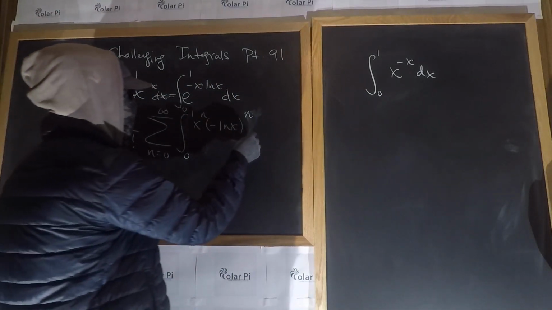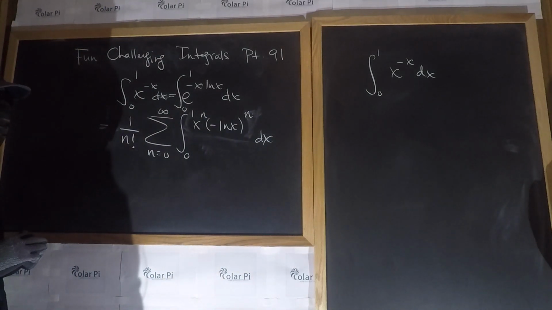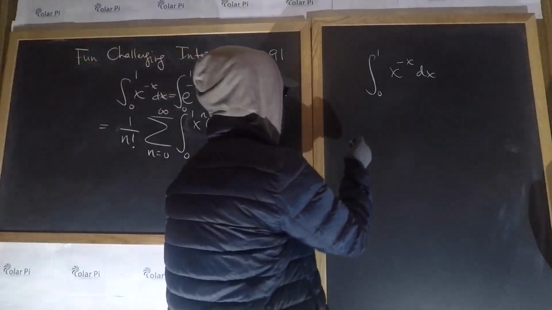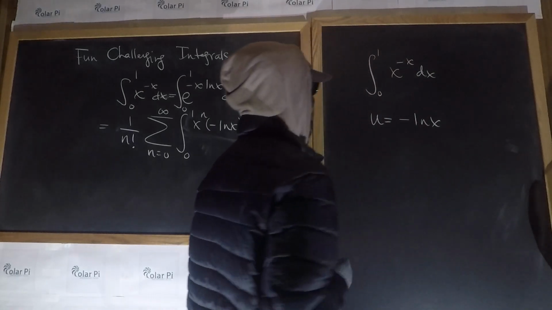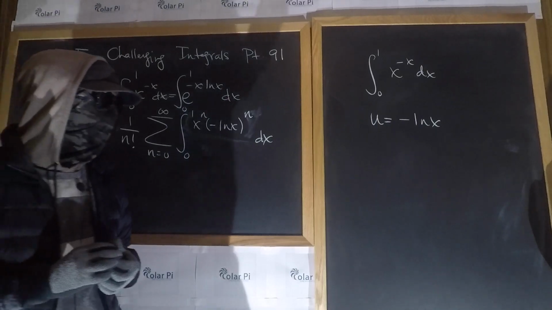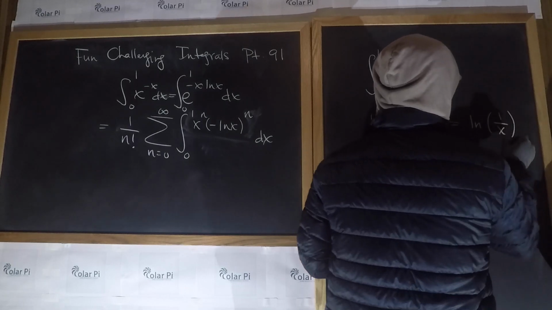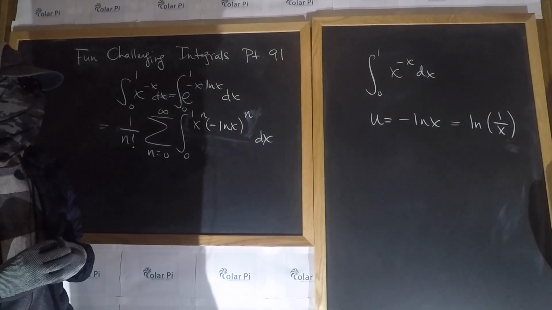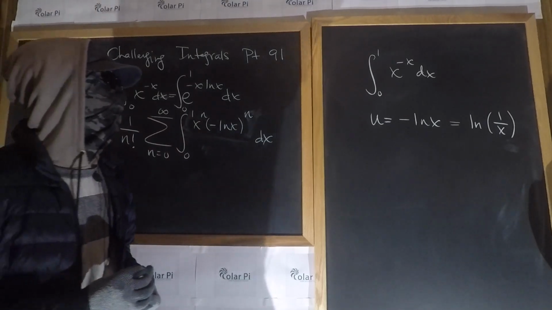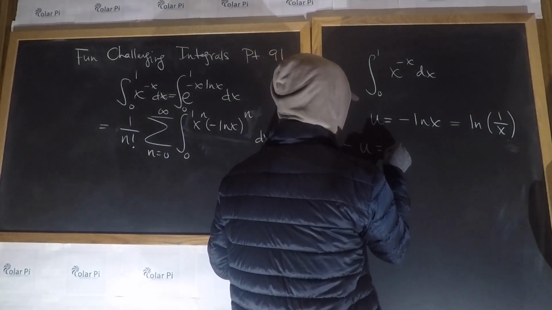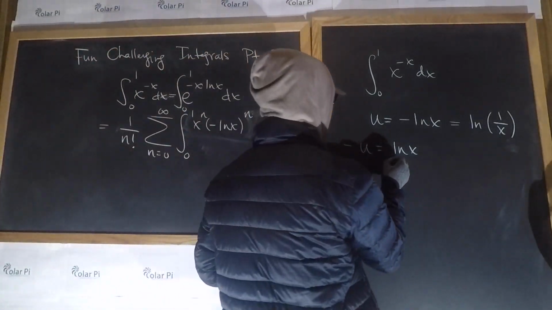And of course, dx. Okay, and now let's do a substitution. Let u equal this. Notice that this is the same as negative ln x, and that means we've got u to the n here. Also, negative u is equal to the natural log of x.